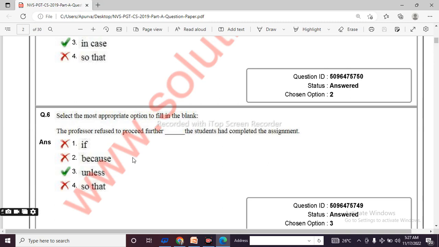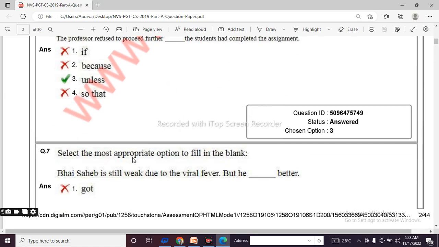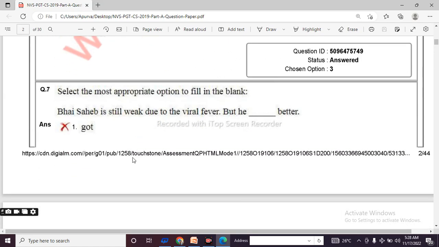Now the next one is, select the most appropriate option to fill in the blank. The professor refused to process further, if the student had completed the assignment, or unless the student had completed the assignment, means you need to identify. Many times we need to use our common sense, to decide which kind of adjective, adverb or pronoun will work there.